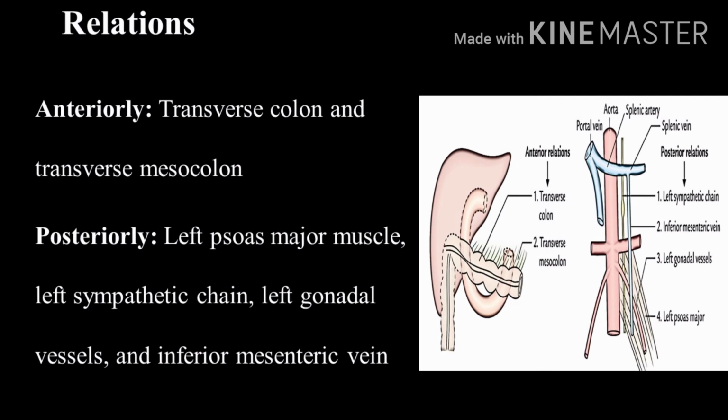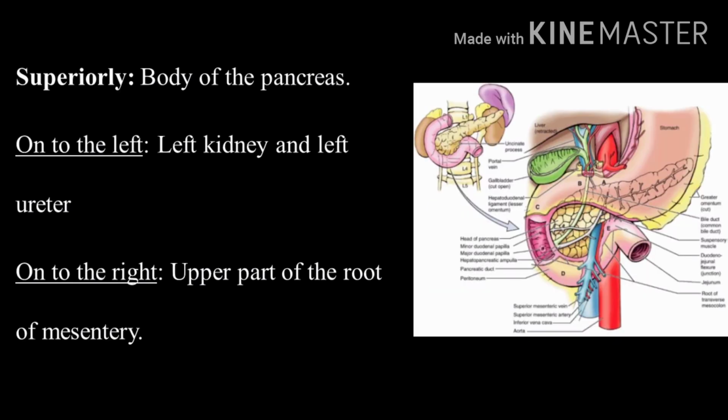Relations: anteriorly, the fourth part of the duodenum is related with the transverse colon and transverse mesocolon. Posteriorly, with the left psoas major muscle, left sympathetic chain, left gonadal vessels and inferior mesenteric vein. Superiorly, the body of the pancreas. On the left, it is related with the left kidney and left ureter. On the right, it is related with the upper part of the root of the mesentery.